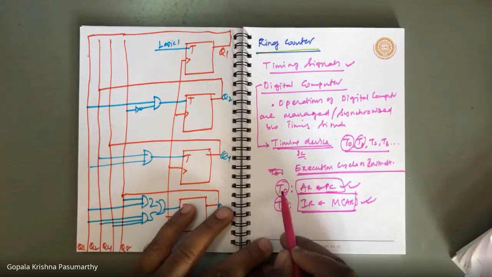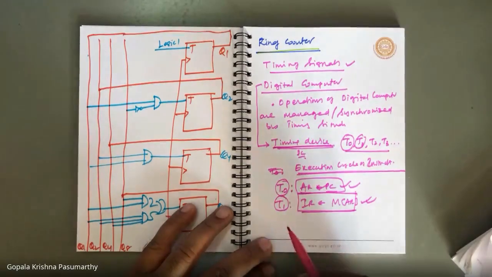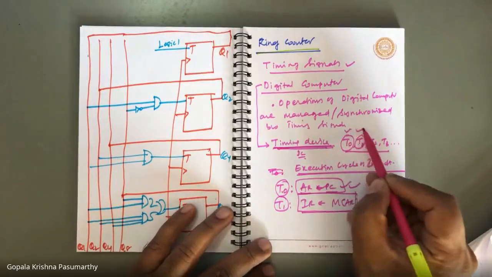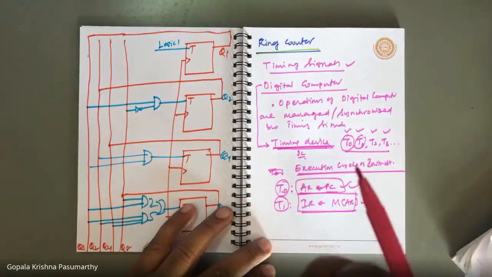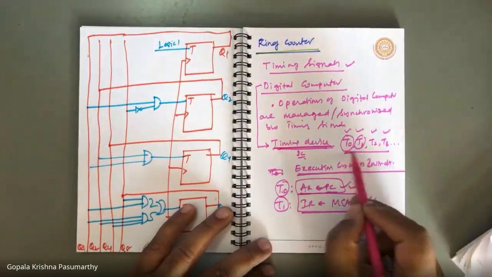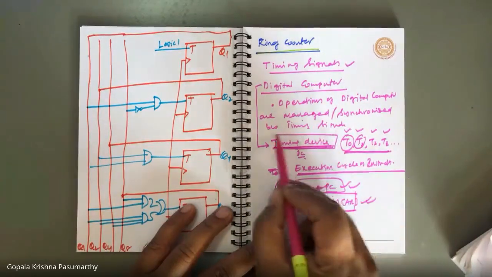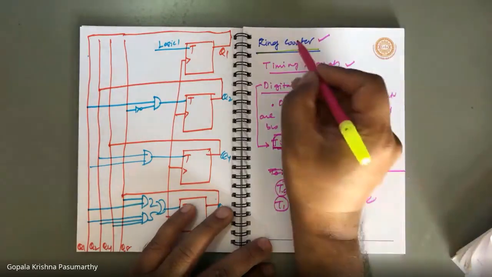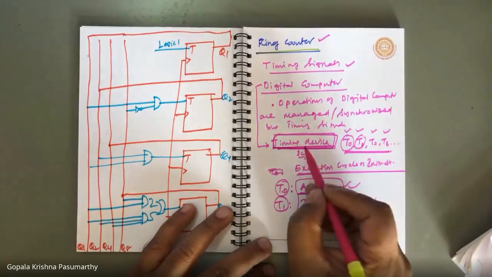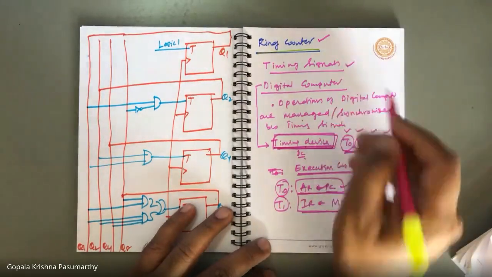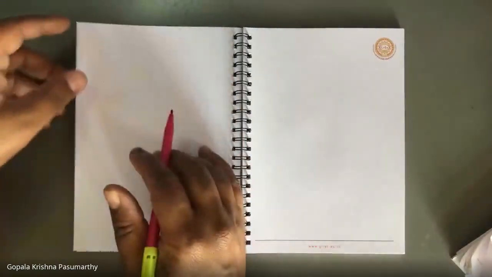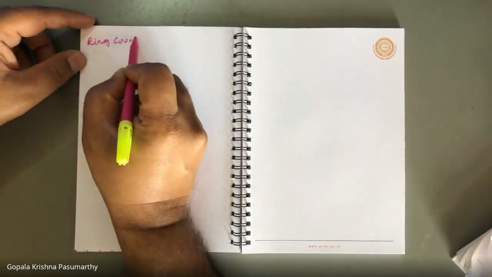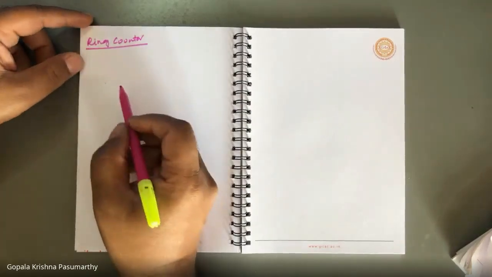These timing signals are generated by timing devices. These timing devices generate timing signals at regular intervals. How timing devices are designed within a computer system is by means of a ring counter. So the ring counter is such a timing device which generates timing signals. That is the specialty of the ring counter. Let us see how it is constructed and how it works.